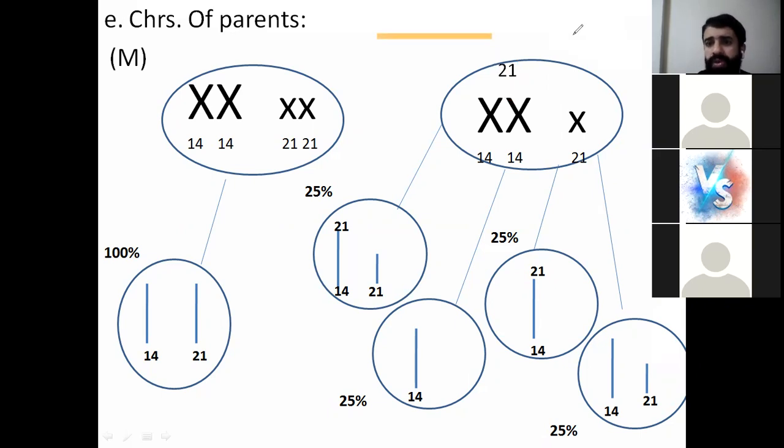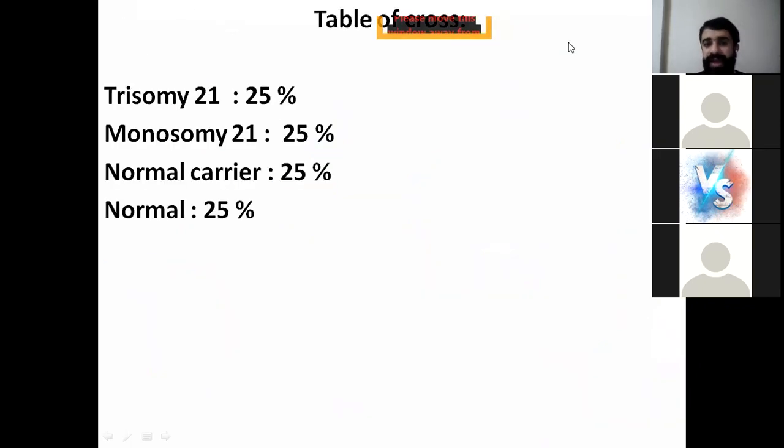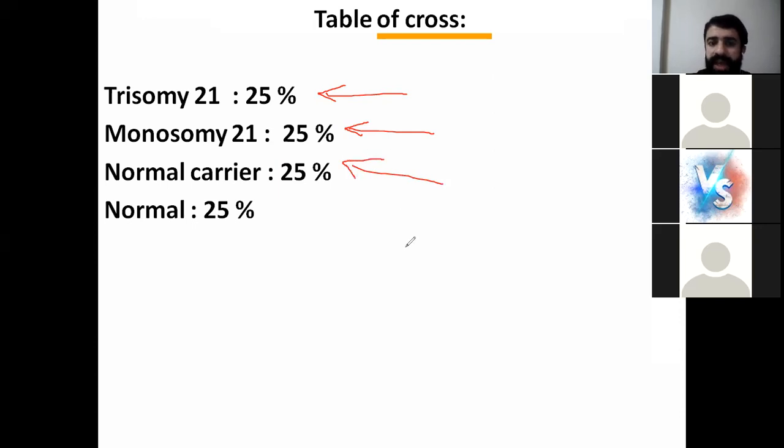Moving to the last part, what you have to do is a factorial analysis. Doing the factorial analysis, we have the risk for trisomy 21, 25%, monosomy, 25%, normal carrier, 25%, and to be normal, a risk of 25%.